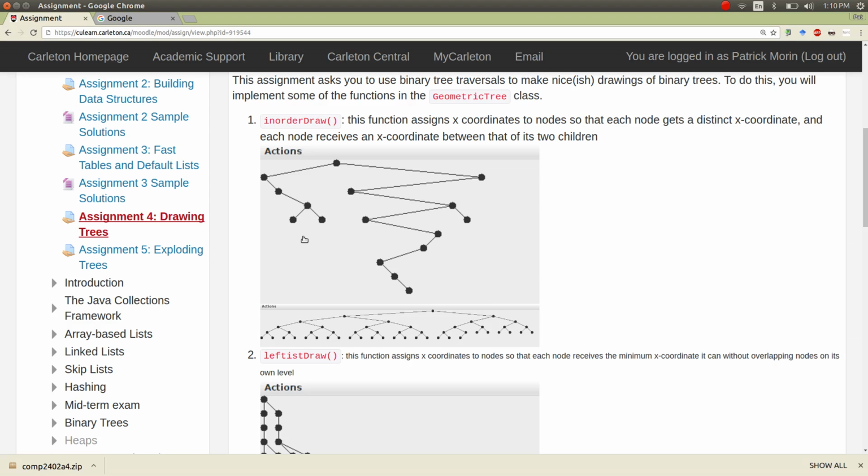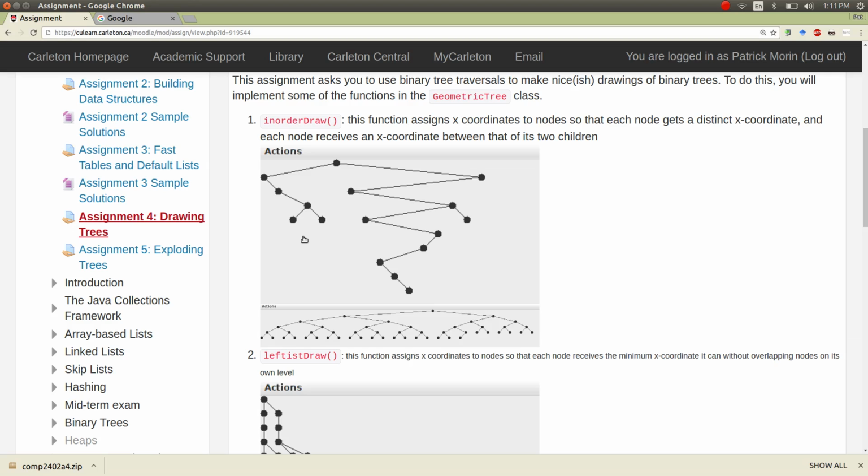And in order draw, you assign the y coordinates, and this is a computer graphics thing, so the y-axis points down, unlike all of mathematics. So you assign the y coordinates starting with the root at coordinate 0, the children of the root at coordinate 1, the grandchildren of the root at coordinate 2, and so on. So that the drawing is going down from the root. If you trace the path from the root, it's always going downwards.